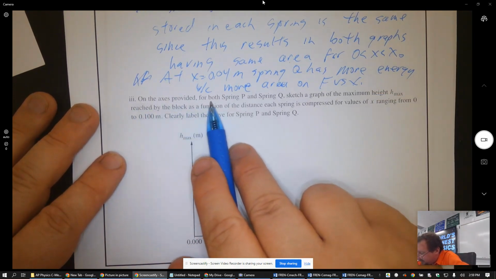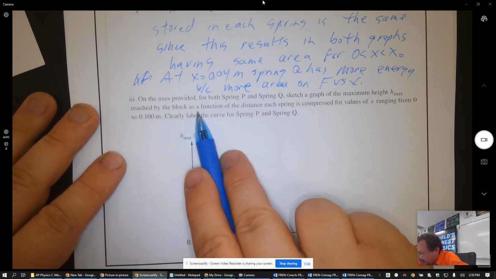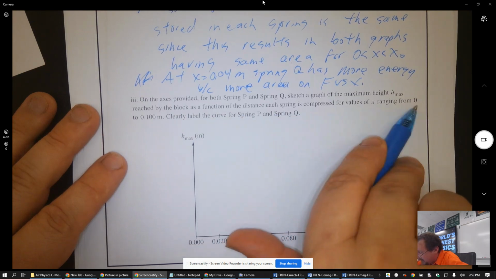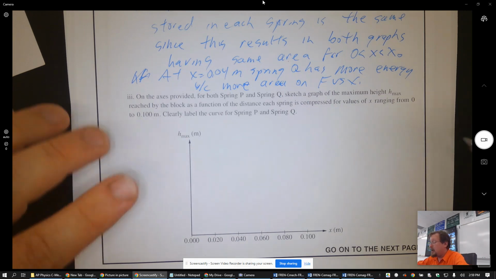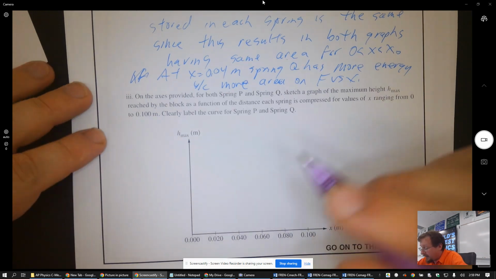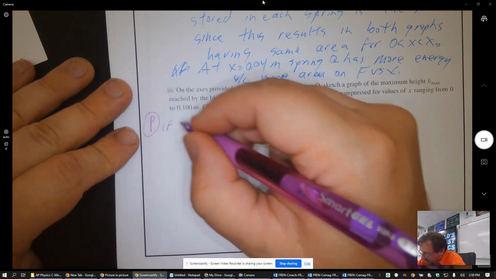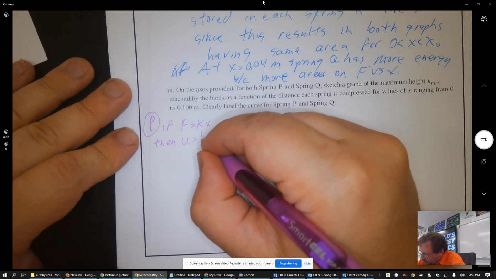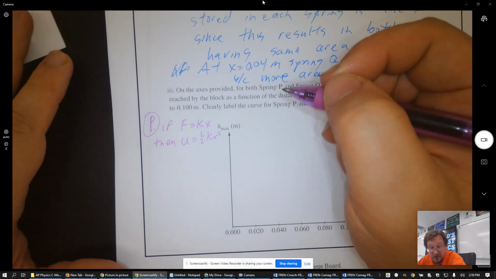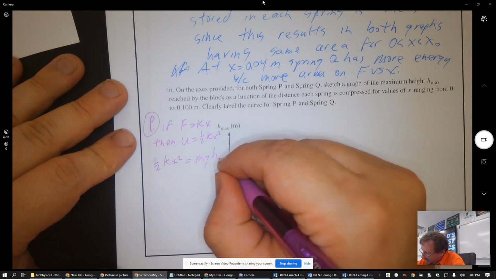All right, on the axes provided for both spring P and Q, sketch a graph of the maximum height reached by the block as a function of the distance each spring is compressed. I feel like this is a trap, okay? Admiral Akbar is not here to tell me whether it's a trap, but let's have a look. I think I need to say that if this is spring P, if F equals Kx, then potential energy equals 1/2 Kx squared. That's just a basic integral, good old-fashioned integral. I'm going to say 1/2 Kx squared becomes mg H max, right?